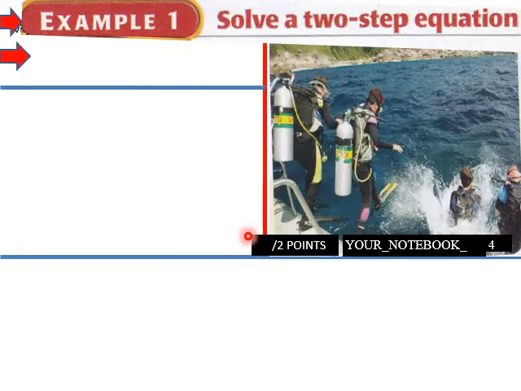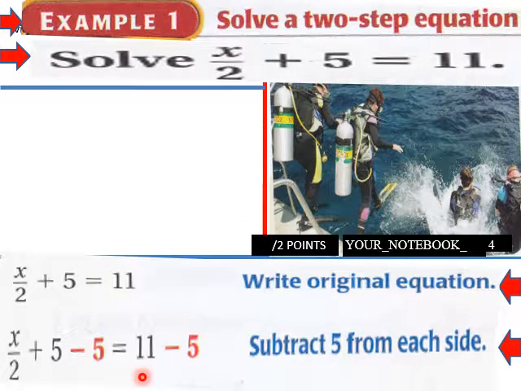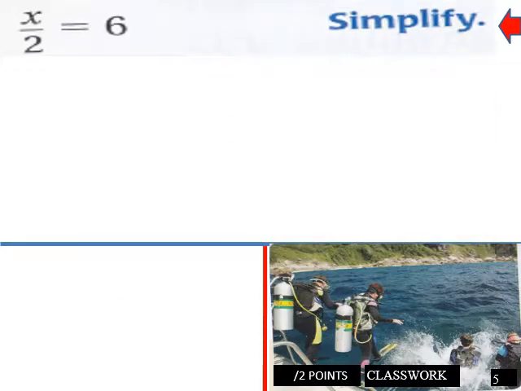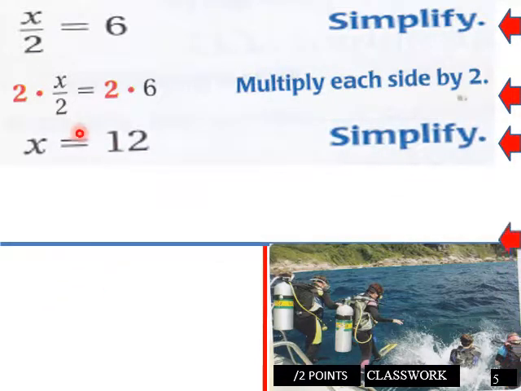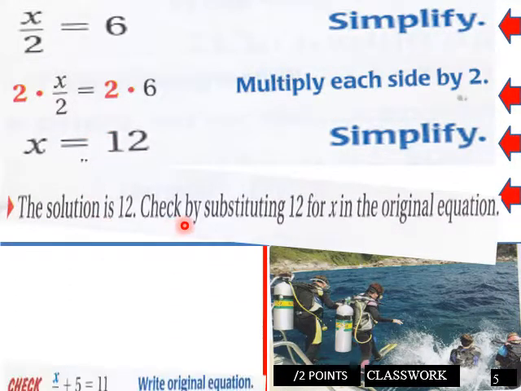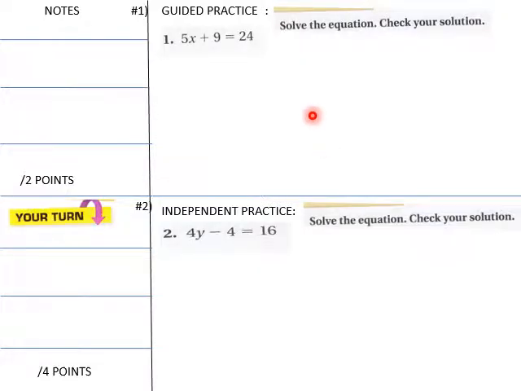So let's take that into consideration here. To solve this, we're going to subtract 5 first from both sides to further isolate our variable. Then we end up with x over 2 equals 6. Then we're going to multiply by 2, so the 2's cancel. And then x equals 12. We do a check here. Solution is 12. Check by substituting 12 back in the original. So 12 over 2 plus 5, does that equal 11? Yeah, it does. So it checks out. So here is your solution for that.